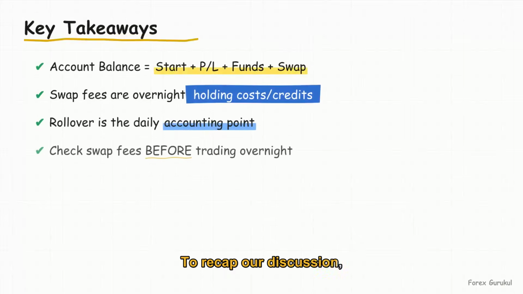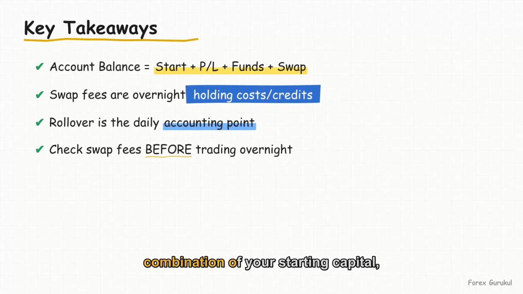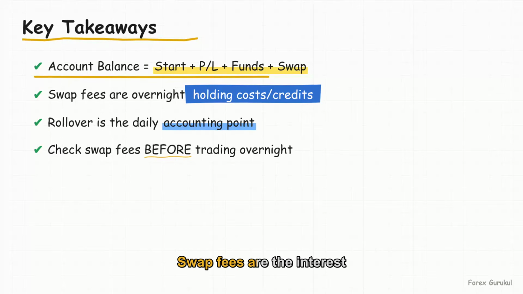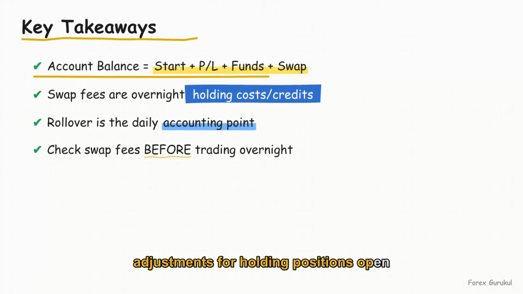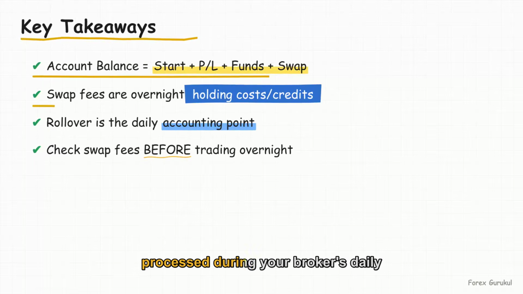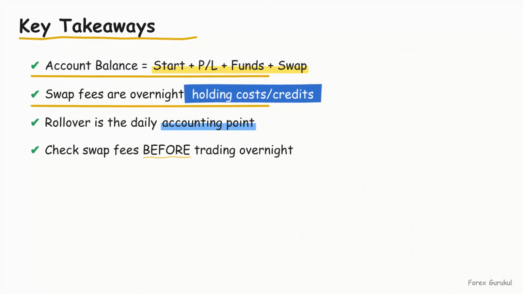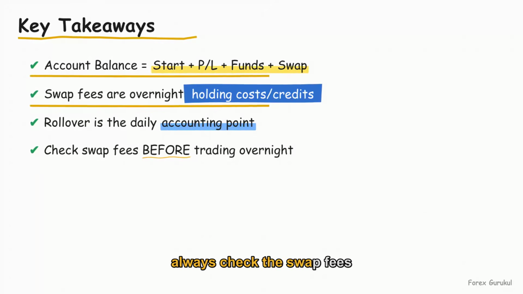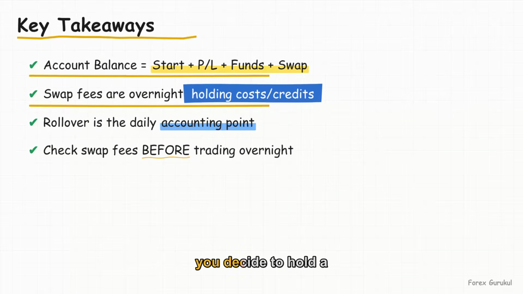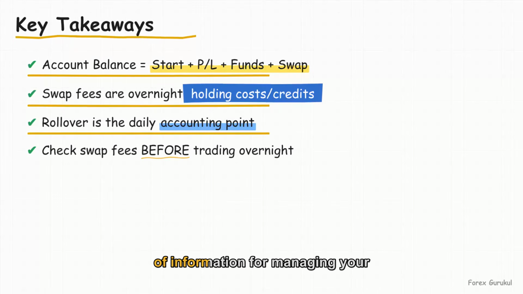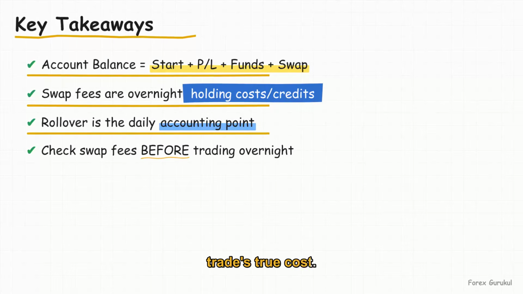To recap our discussion, your account balance is a combination of your starting capital, profits and losses from closed trades, any funds added or withdrawn, and those all-important swap fees. Swap fees are the interest adjustments for holding positions open overnight, processed during your broker's daily rollover. This is the thing this whole video was building to. Always check the swap fees for a currency pair before you decide to hold a trade past rollover. It is a critical piece of information for managing your trade's true cost.